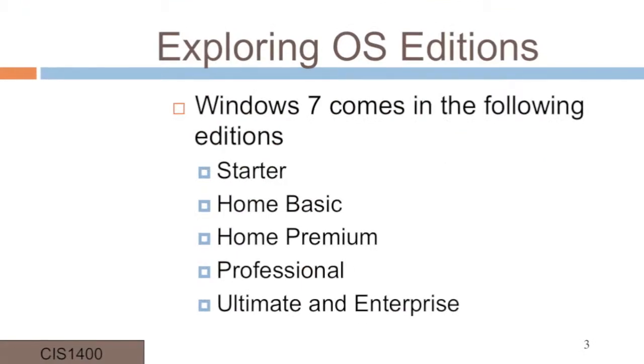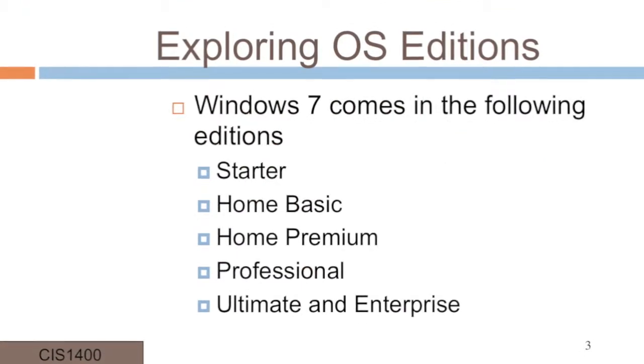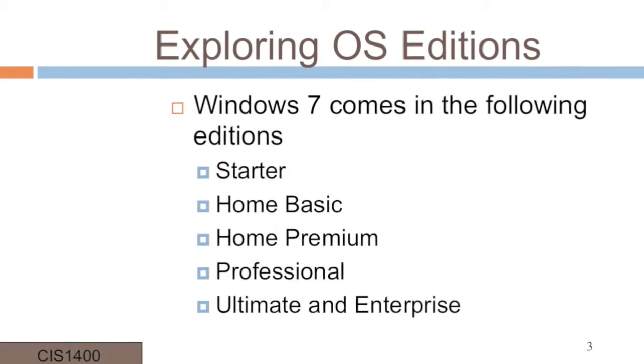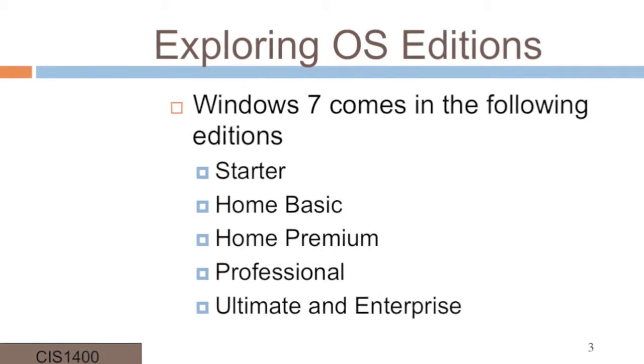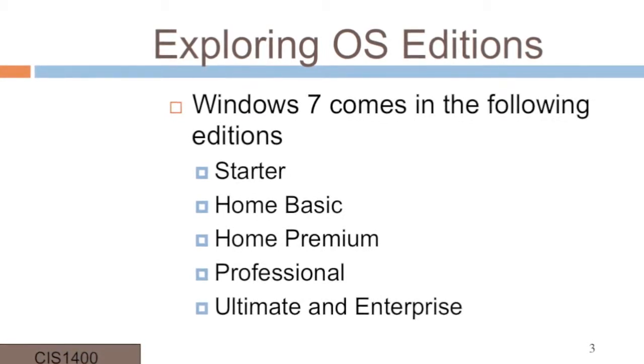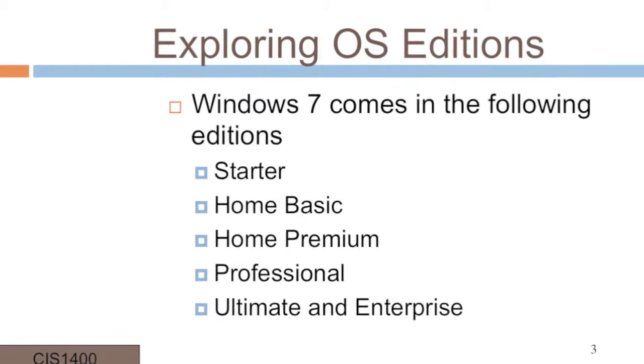Windows 7 comes in the following editions. We have Starter, Home Basic, Home Premium, Professional, and Ultimate and Enterprise. Ultimate and Enterprise are the same except for the licensing differences.